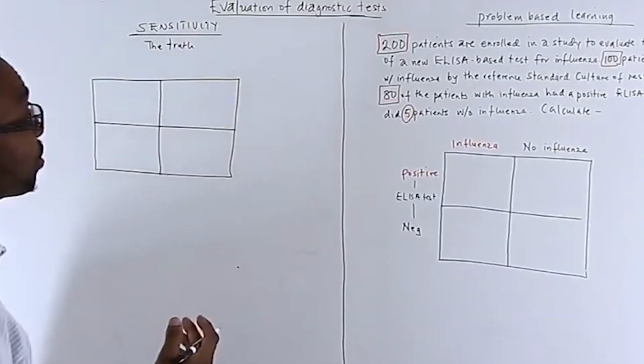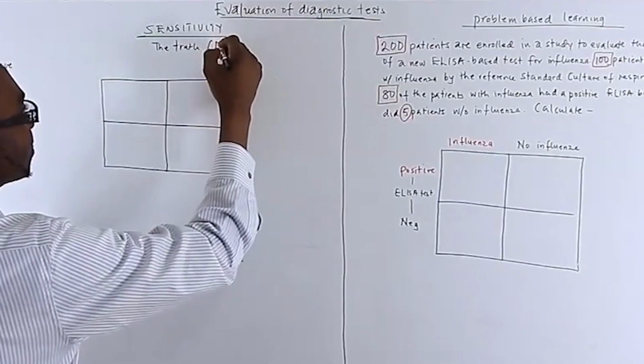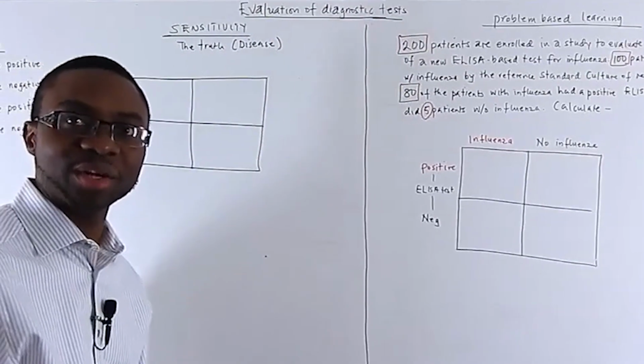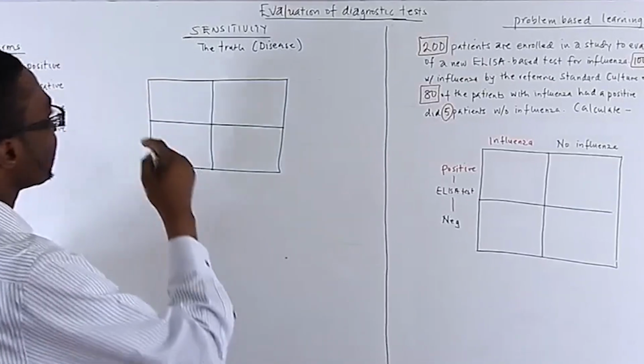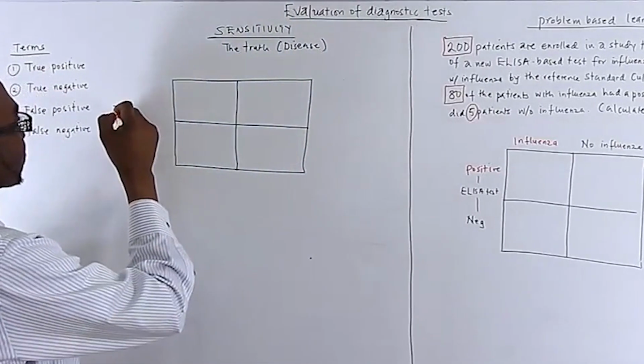Why do you care about the truth? Because the truth is the disease. All right? Because that's what we care about. Because healthy people don't matter. We only care about the people that are sick in medicine. All right? And what we need to do is order a test.